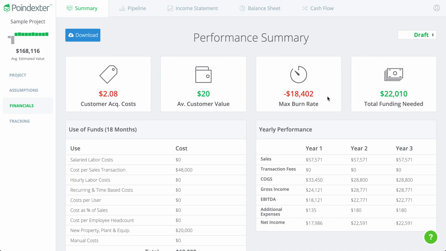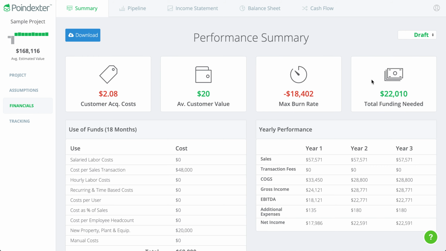To the right we have our max burn rate, and this is taken straight from the cash flow statement. What this is telling us is simply the fastest rate at which we are spending money. So over the 3-year forecast that we have here, the month that we are spending money the fastest is $18,000.